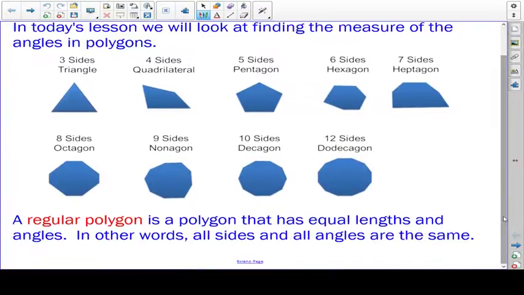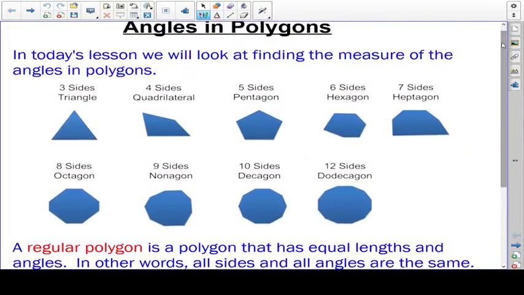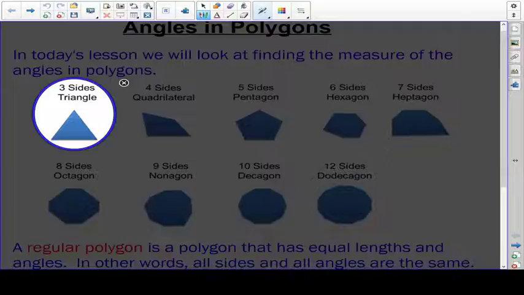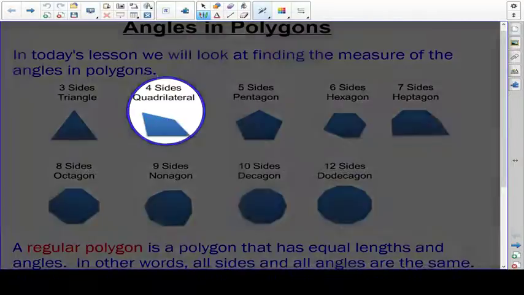Any of those polygons could be regular. What does regular mean? A regular polygon is one in which all the lengths and all the angles are the same. All the lengths and all the angles are the same. You probably are only familiar with a regular triangle, which we would call equilateral, or a regular quadrilateral, which we would call a square. And you know squares.